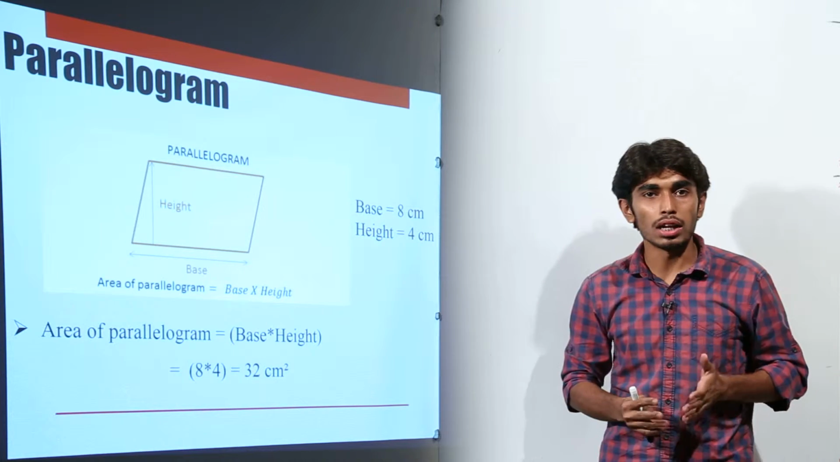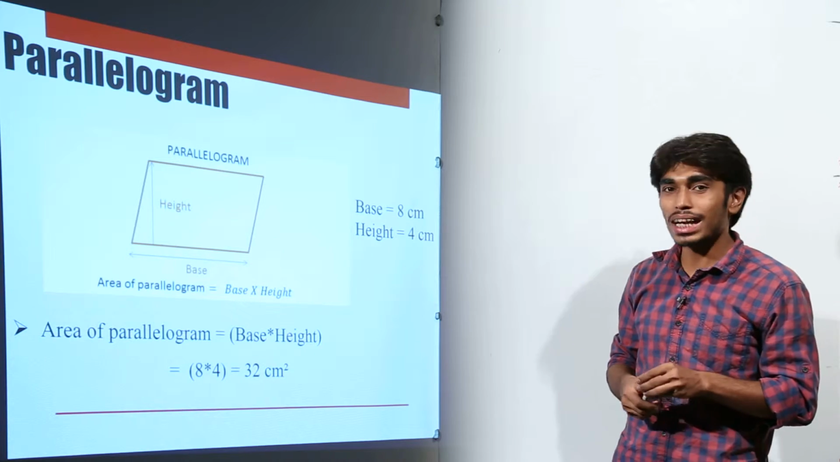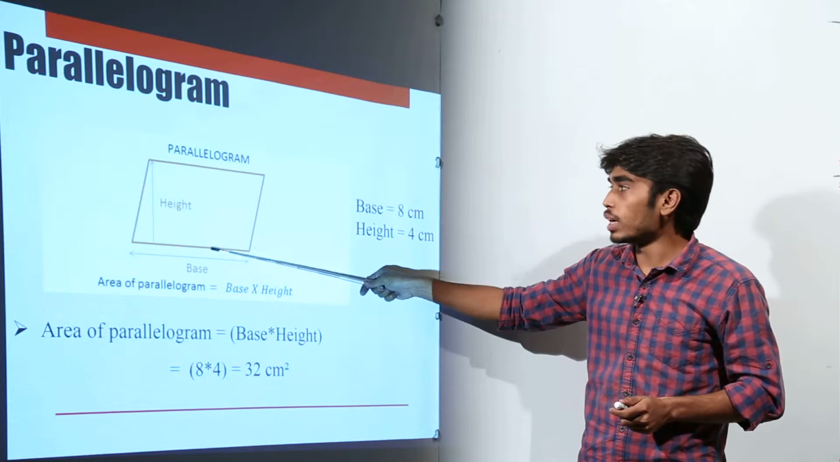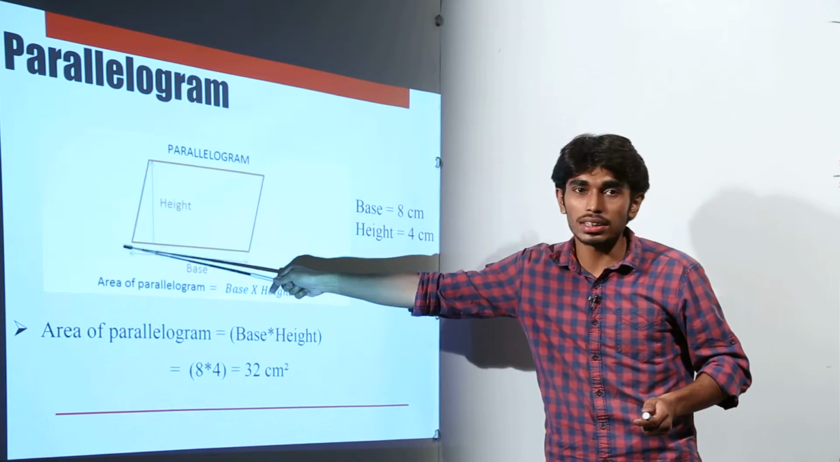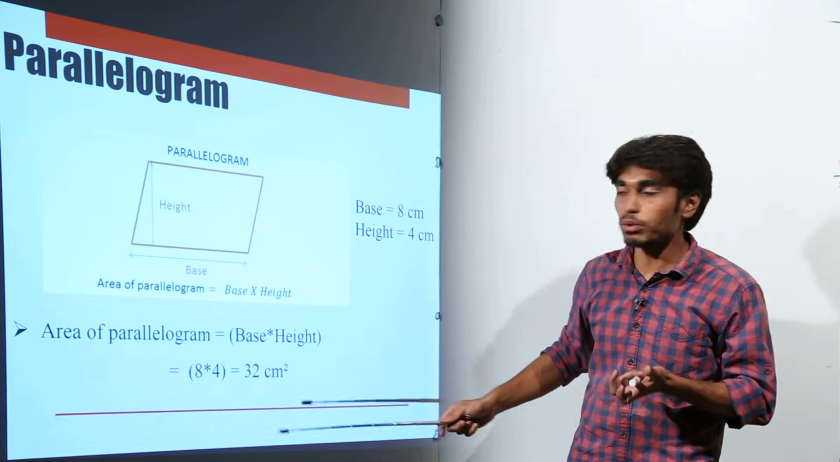Now we'll talk about parallelogram. What is a parallelogram? A parallelogram is a quadrilateral which has two pairs of parallel sides. This side and this side are parallel to each other, and this side and this side, they are parallel to each other. Now the opposite sides are also equal to each other.